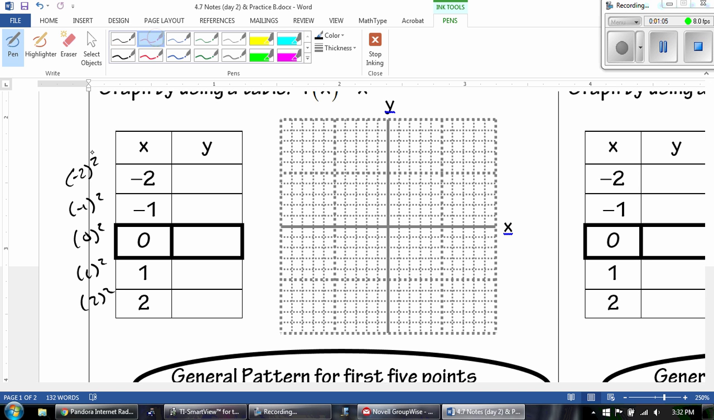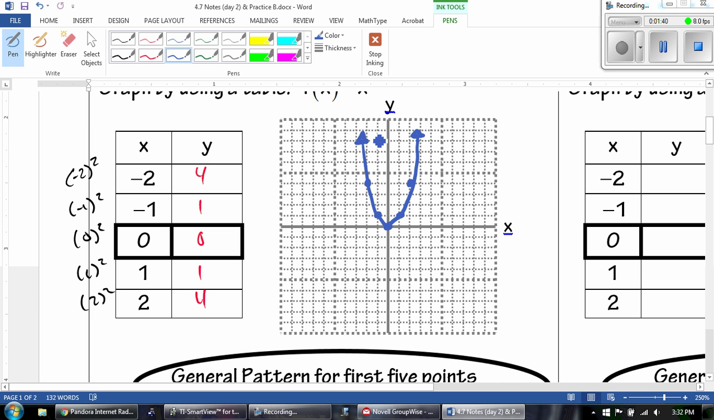Okay, so negative 2 squared, negative 2 times negative 2 is 4. Negative 1 squared is 1. 0 squared is 0. 1, 4. Okay, this was our standard quadratic graph. Sorry, I'm going to use a different color here. So we started at 0, 0. We talked about going from here to here, and then 2, 4. There it is, 2, 4. Okay, so here is our parabola. It is U-shaped.